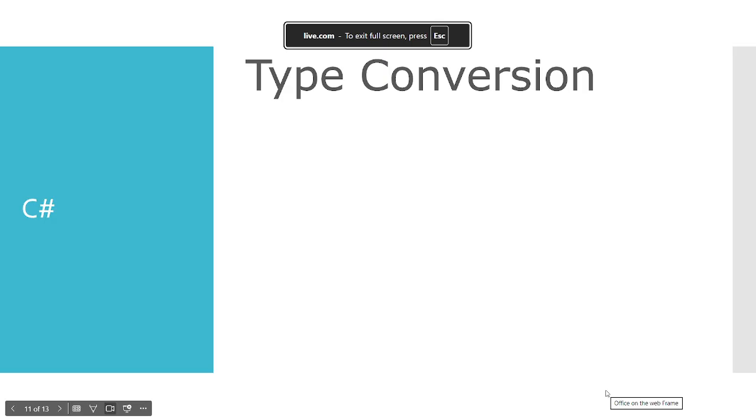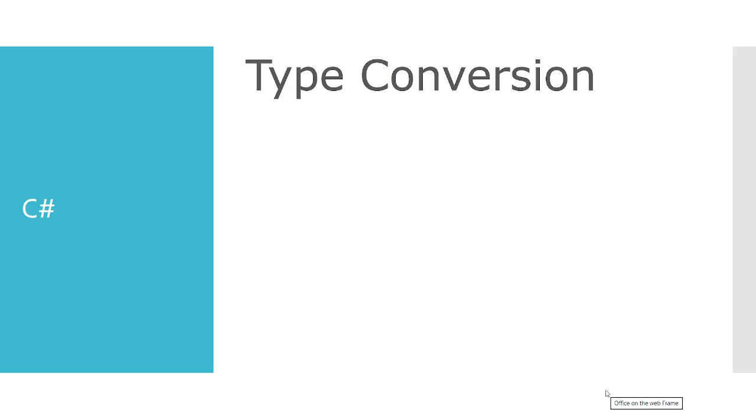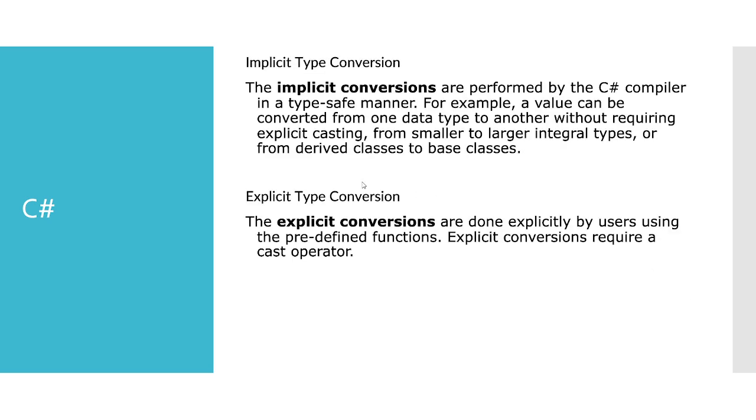Hello everyone. Today I am going to show the type conversion in C sharp. Type conversion means how we are converting one data type to another data type. In the previous chapter, I already explained what the data types are. Now suppose I want to convert from one data type to another data type, that is called type conversion.